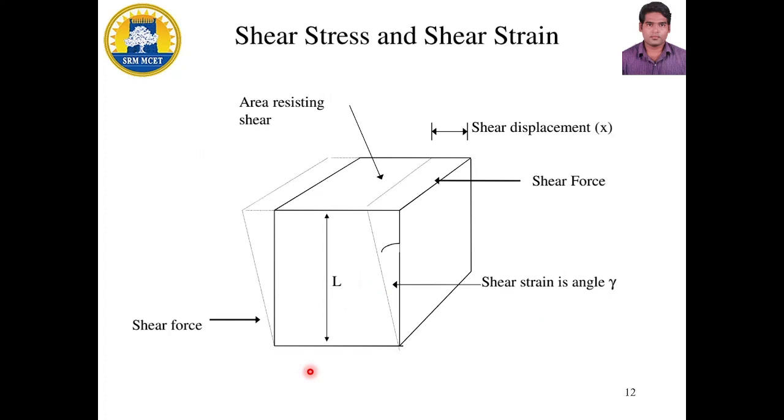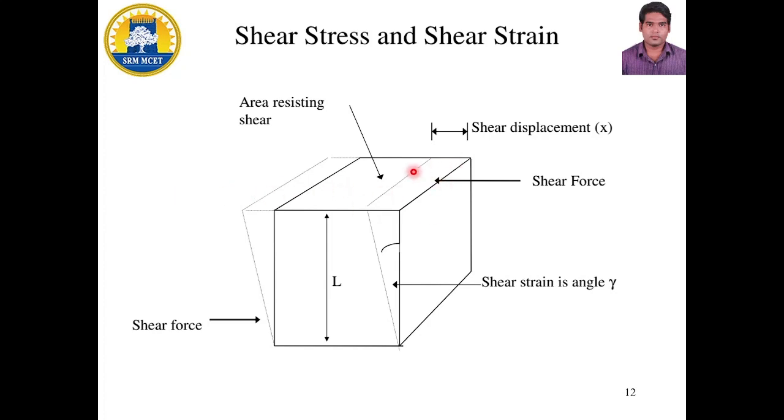So this image shows a much clearer picture of the shear stress and shear strain. Here we can see we are applying shear force towards this side and shear force towards that side. So this causes a shearing moment upon this rectangle body. So this tends to move the body towards the opposing side.